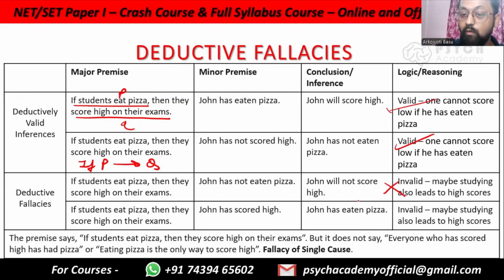This is not valid. Why? Because while it states that eating pizza leads to high score, it does not state that high score can be gotten only by eating pizza. It can be gotten by studying also. It can be gotten by cheating also. It can be gotten by maybe just watching a movie. Whatever, if you can have it through pizza, then watching a movie also works. The point is, it states that eating pizza leads to good scores. It does not state that the only way you get good scores is by eating pizza. So this is invalid. Again, John has scored high, which means John has eaten pizza? No, he may just have studied. And hence, this is also invalid.